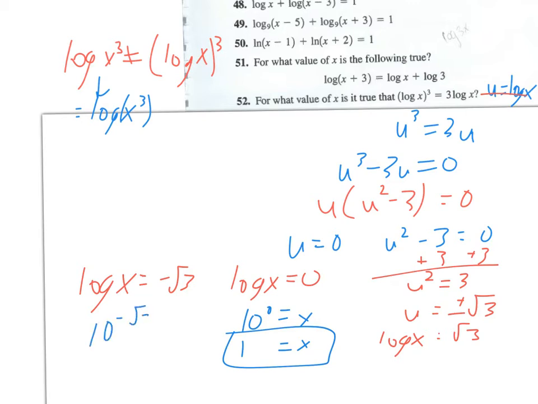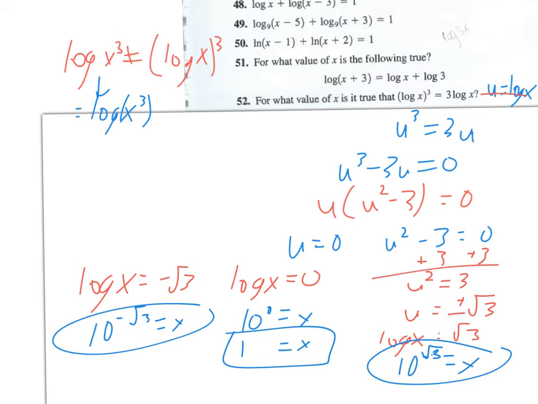Our next one over here would say 10 to the negative rad 3 equals x. And you could leave it like that. And then this one would say 10 to the positive rad 3, excuse me, equals x. And you could leave it like this, or if you wanted decimals for these, you could also do that. So 10 to the rad 3 power would be about 53.96.